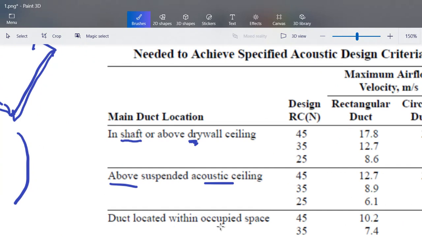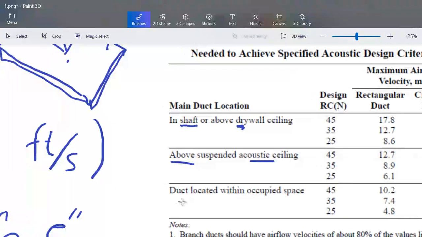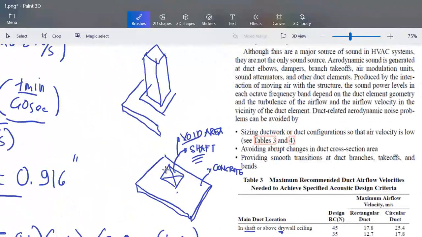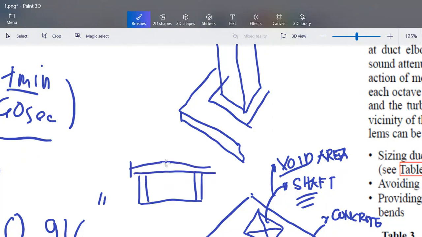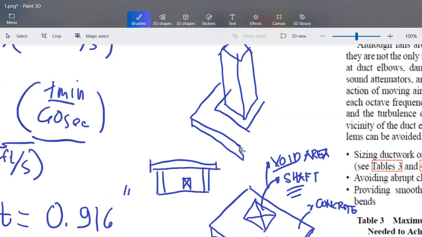So duct located within the occupied spaces. That is, for example, if you have a room, this is a sectional view of the room. That is the duct passing from one room to another. So if you have your door here, your duct crosses to the other room.